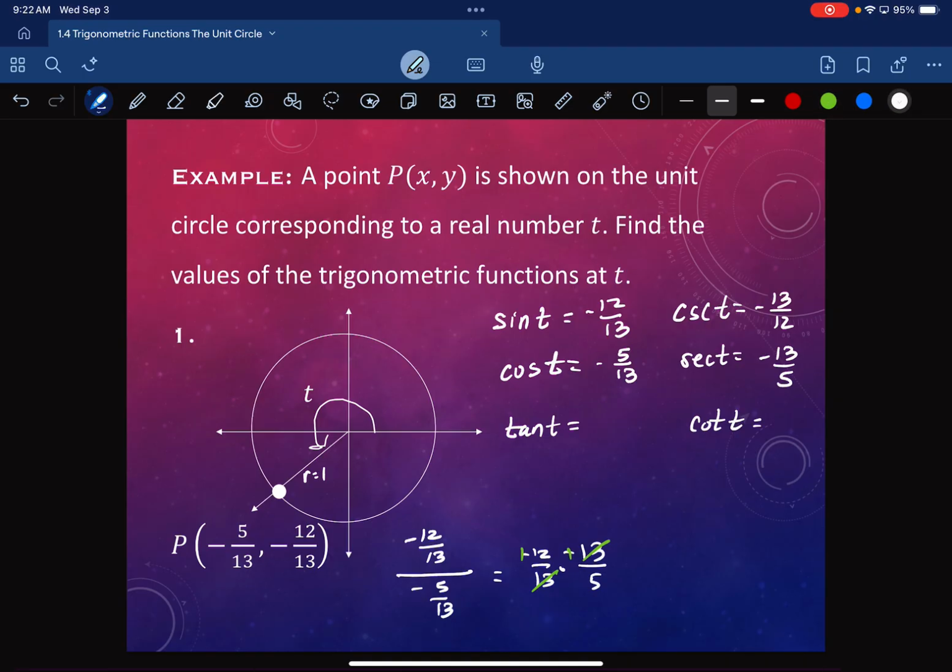So as we take a look at this then, what do we end up with? Close. Positive 12 over 5. Yeah, both of them are negative, so the negatives divide out to be positive. So we have 12 over 5. Now, don't go doing more work than you have to. I don't need to go through this whole process again for cotangent, right? If I already know tangent, what do I do to find cotangent? I flip it. So it'd be 5 over 12, right?